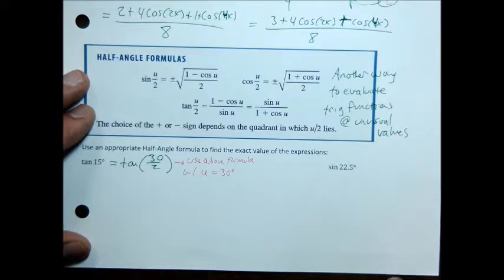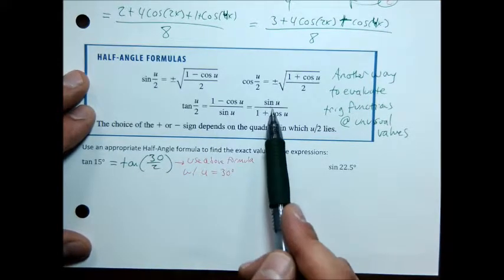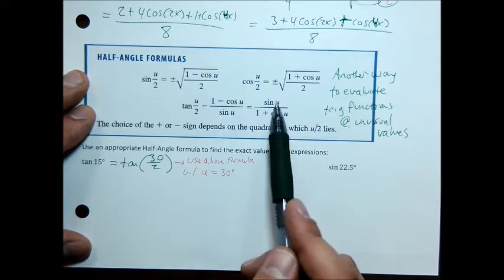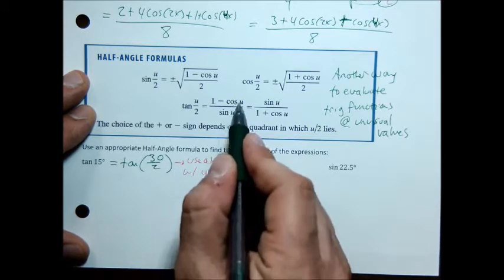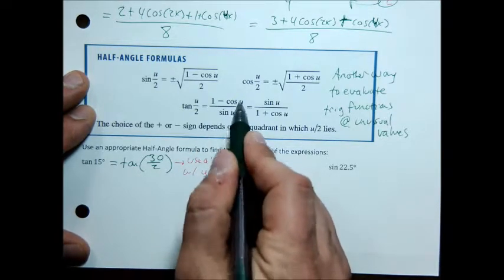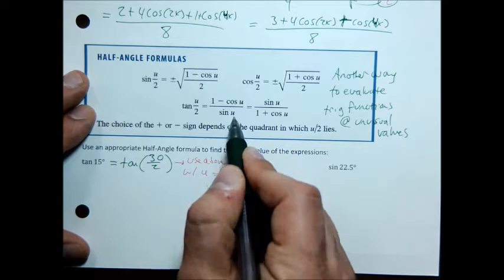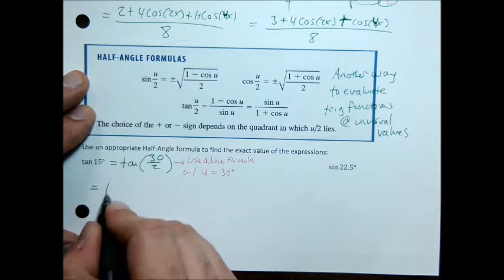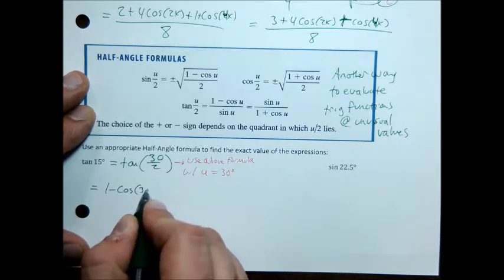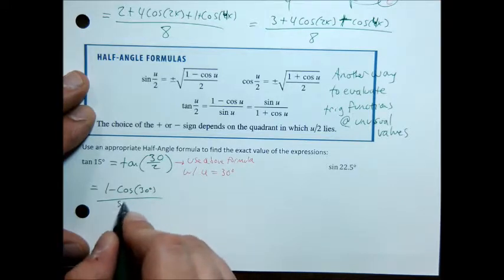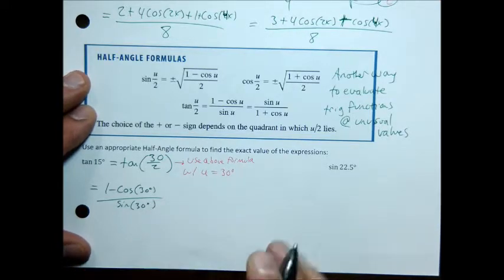So if I'm going to use both these forms, you can use either one. I'm going to use the one on the left. Doesn't really matter. But u is 30. And so it's going to be this equation, but u is going to be 30 degrees. So this is 1 minus cosine of 30 degrees over sine of 30 degrees.